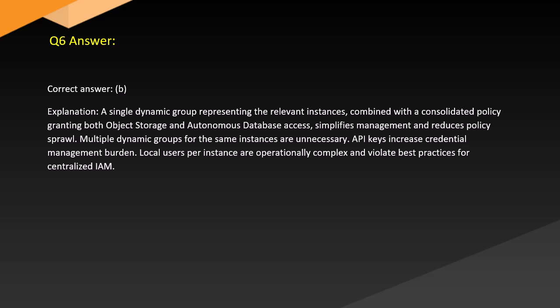Answer. Correct answer: B. Explanation. A single dynamic group representing the relevant instances, combined with a consolidated policy granting both object storage and Autonomous Database access, simplifies management and reduces policy sprawl. Multiple dynamic groups for the same instances are unnecessary. API keys increase credential management burden. Local users per instance are operationally complex and violate best practices. Centralize them.